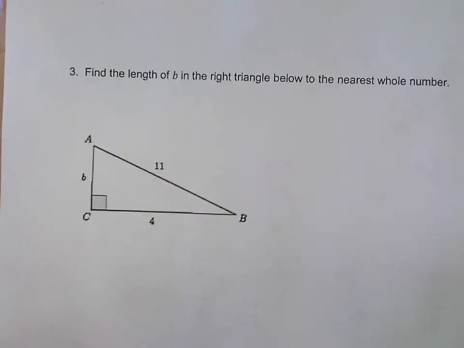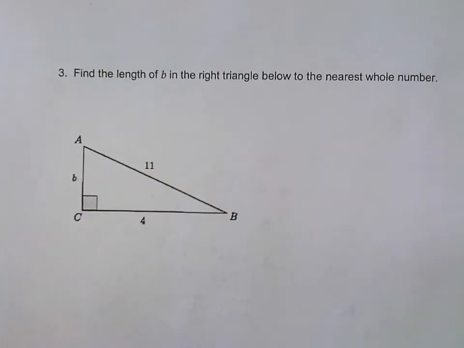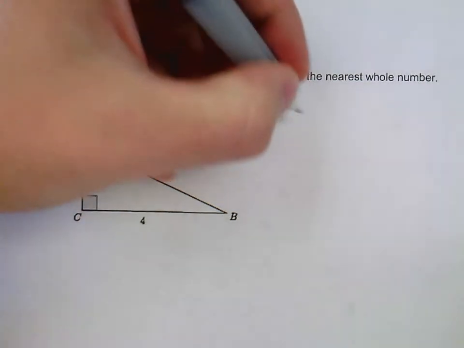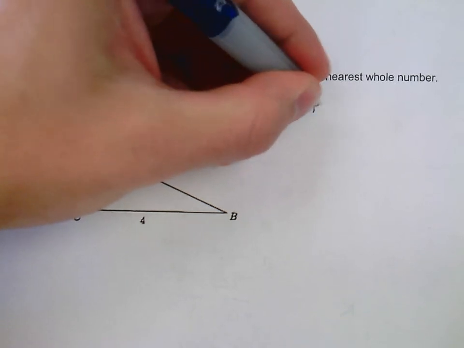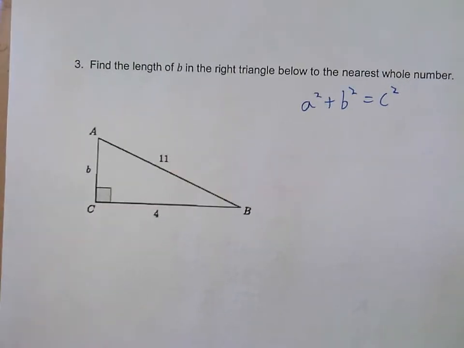All right, last one, number 3. Do this one on your own. Pause it. I'm sure you can do this one all by yourself. Go ahead and do it. Great. Now that you're done with it, let's check your answer. So we've got a squared plus b squared equals c squared. Let's see, which side is our hypotenuse?